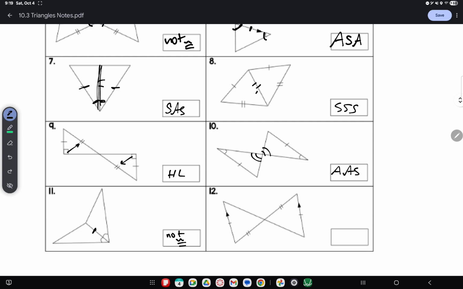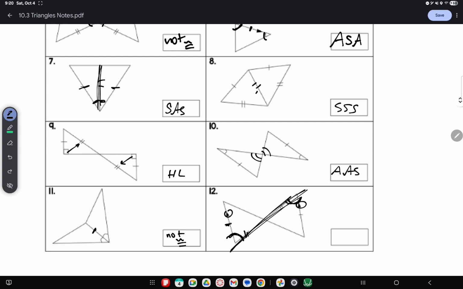And then this last one here. Again, this tells me that these are parallel lines, so we can probably use the idea that this is the transversal. So this angle here and this angle here are alternate interior, which are the same. So this is an angle side angle situation.